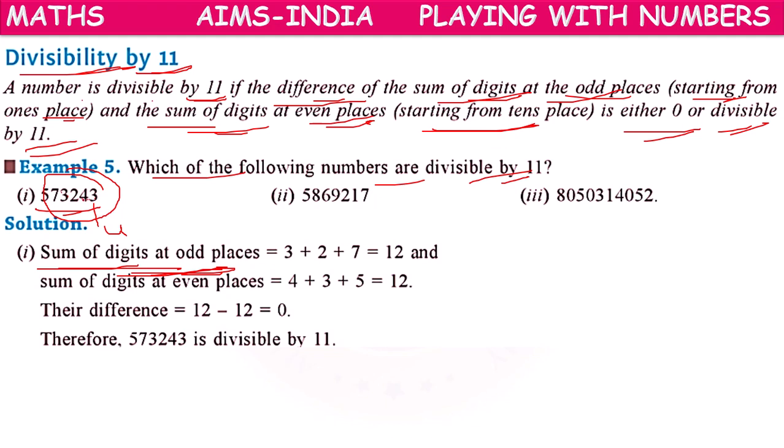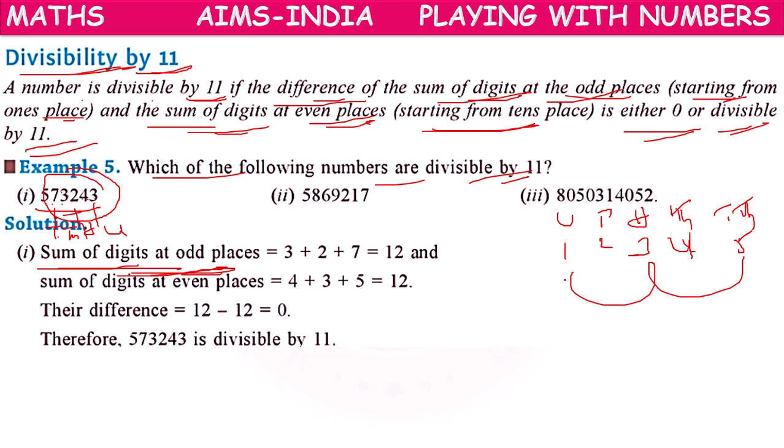After that, we have to leave one place, take the next place, the hundreds place, leave the next one, then the 10,000s place, like that, one by one. If the extreme right position, the units position, is considered as the first position, then tens is the second position, hundreds the third, thousands the fourth, 10,000s the fifth, like that. So 1, 3, 5 are considered as odd positions.